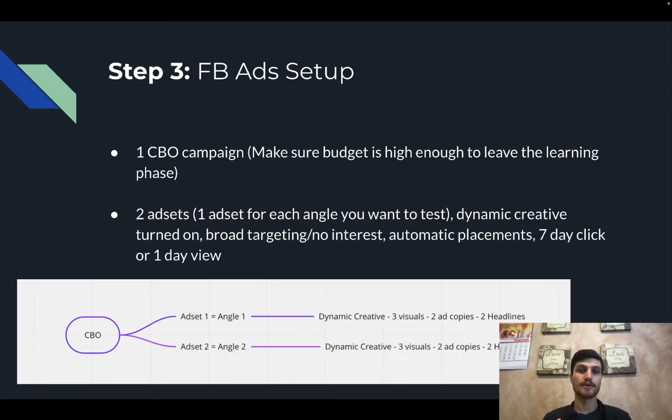Now it's really going to depend on your product and how much it costs. Every account is going to be a little bit different, but it's just something to keep in mind. So we're going to have 2 ad sets, 1 ad set for each angle you want to test, dynamic creative turned on, broad targeting, no interest, essentially. Automatic placements, 7-day click and 1-day view as attribution window. So you can see a diagram below. We'll have our CBO, ad set 1, angle 1, ad set 2, angle 2, and you can see it's dynamic creative with 3 visuals, 2 ad copies, and 2 headlines.